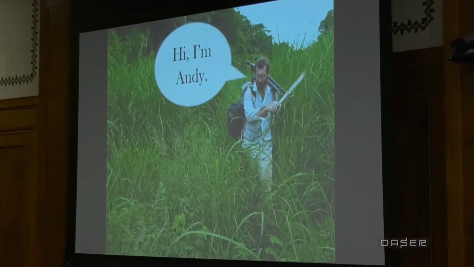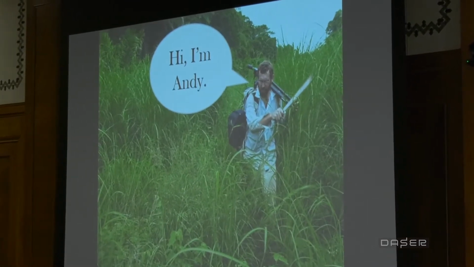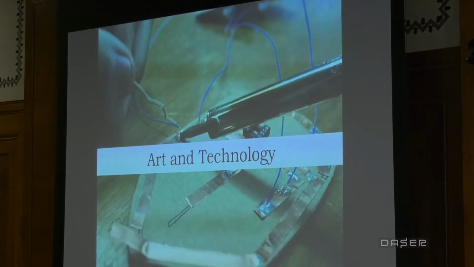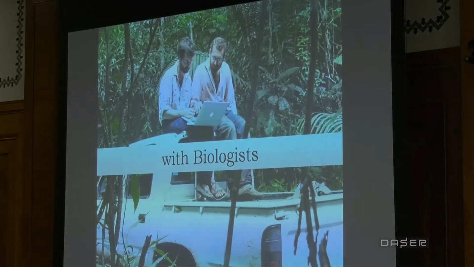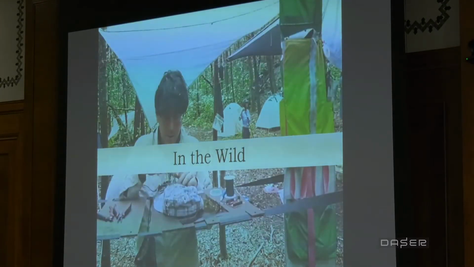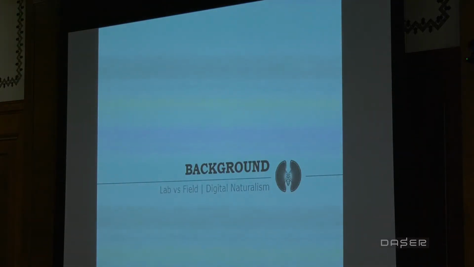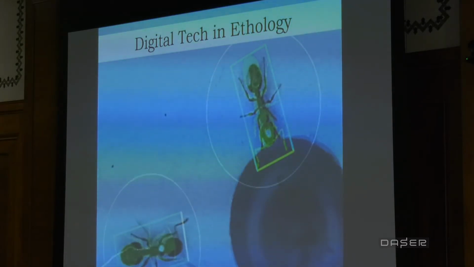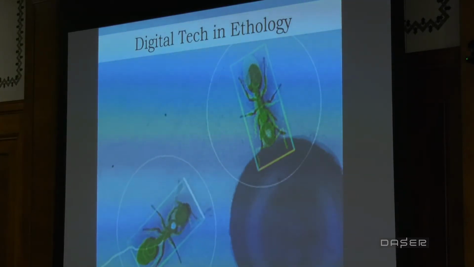So, hi, I'm Andy, and I want to talk with you about designing interactive art and technology for biologists, with biologists, and doing it entirely in their field sites in the wild. The way that I got started doing the work that I do in what I call digital naturalism is while working at a robotics lab at Georgia Tech that teamed up with biologists to track ants.